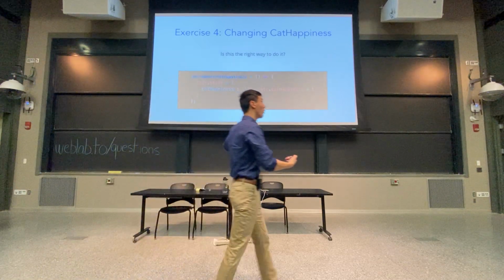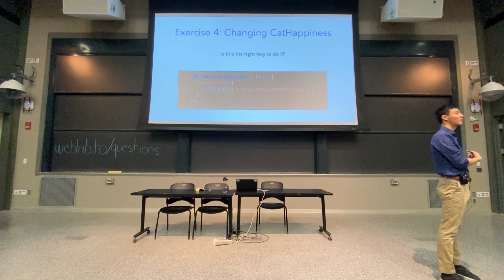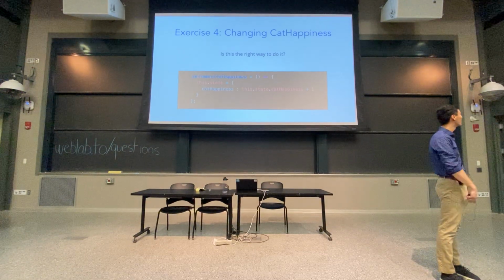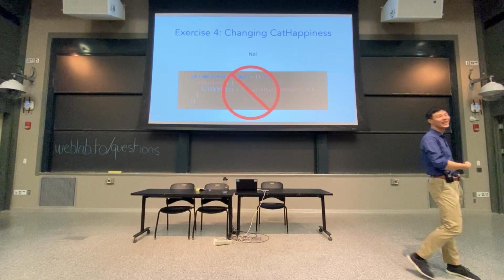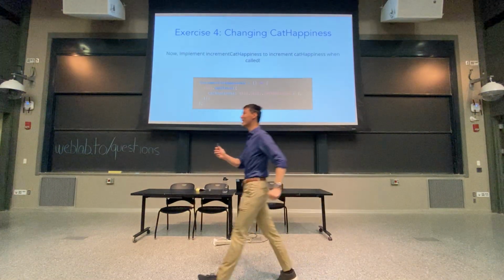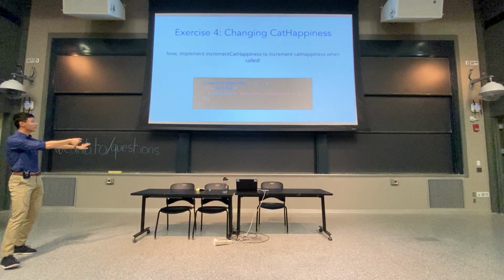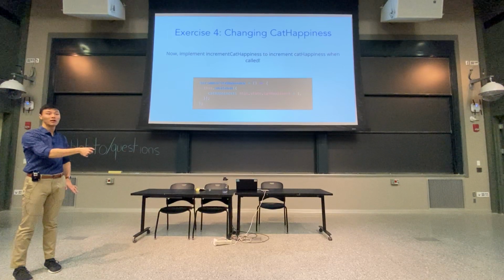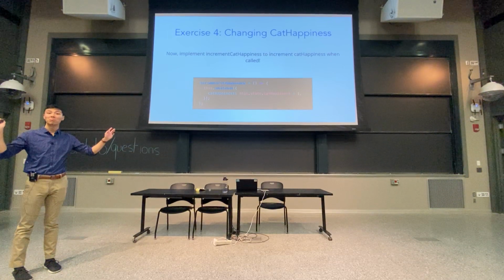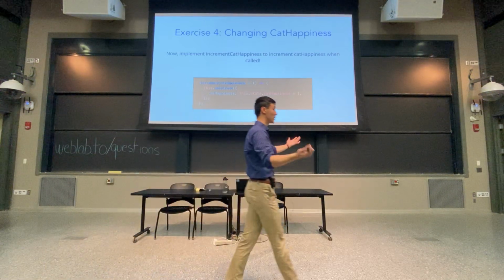So, oh wait, this is not the right way, right? I had a slide for this. Wow, this is gonna be so dramatic. Is this the right way to do it? No, it's not. Okay, so this is not the right way. We do it like this. We're gonna say this dot setState, catHappiness is gonna be the original state plus 1. Right? Original state plus 1. And that's gonna increment by 1.